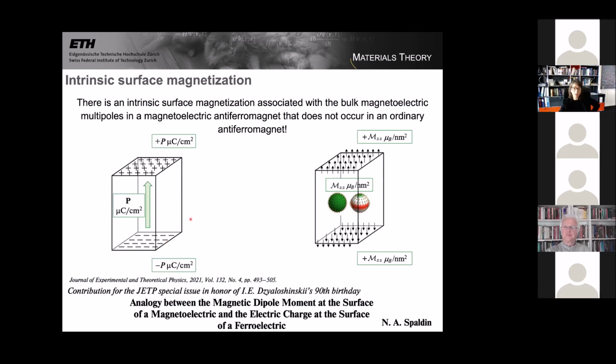So all of the technology, all of the computational tools and technology we have for describing electric polarization, we can apply then to describing magnetoelectric multipolization. All of the tools we have for understanding surface charge at the surface of ferroelectrics, we can use to understand surface magnetism at the surface of non-centrosymmetric antiferromagnets.